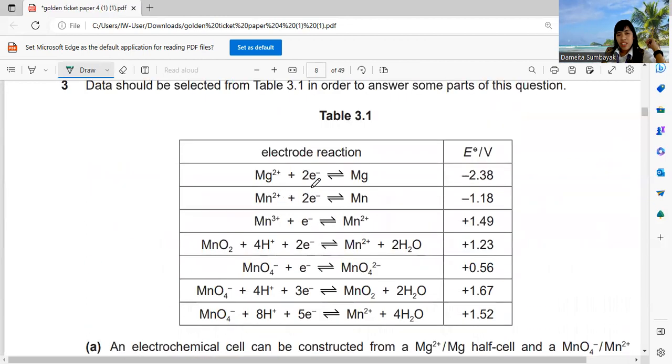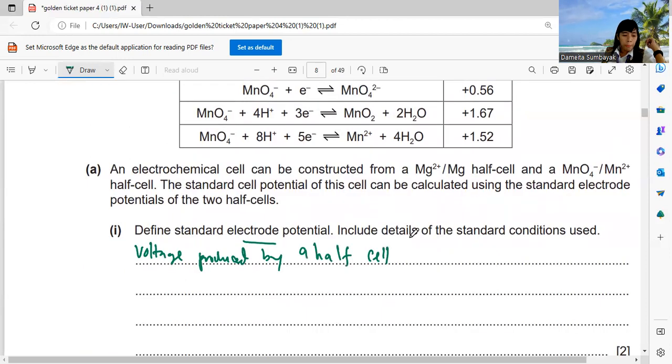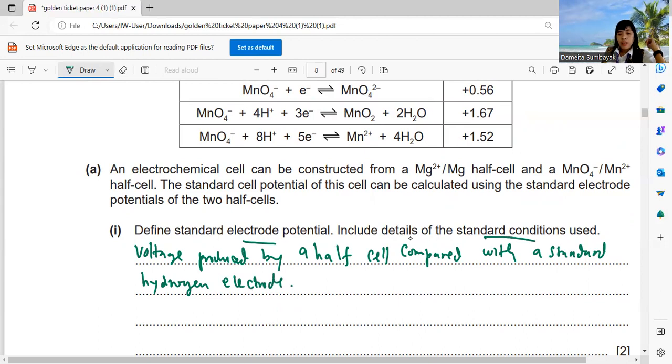If you see here, these are all half cells, and we compare each half cell with a standard hydrogen electrode. Okay, the standard conditions are 1 mole per dm cubed, a temperature of 298 Kelvin, and a pressure of 1 atmosphere.